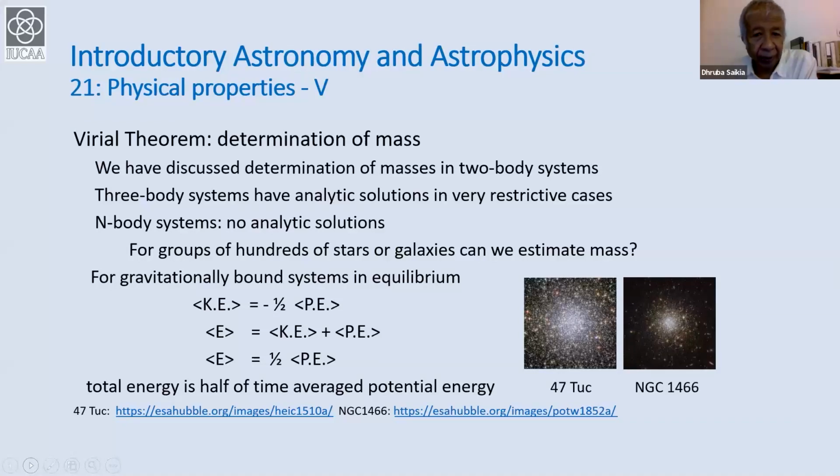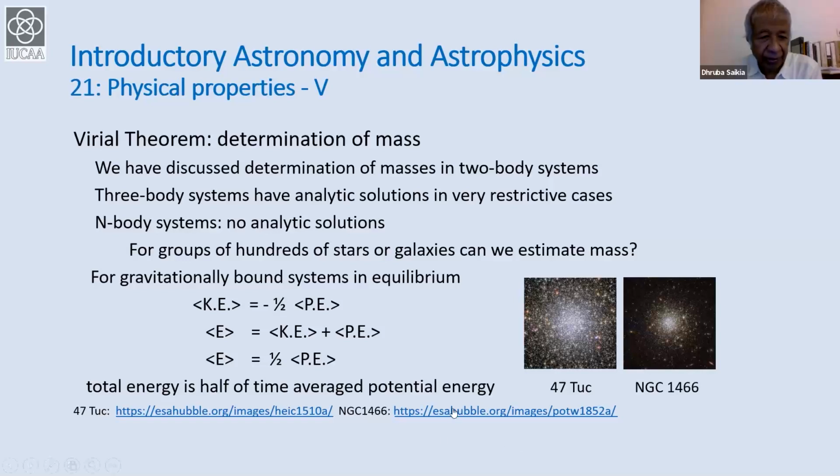Now, we have discussed determination of masses in two-body systems. Three-body systems have analytic solutions only in very restrictive cases, and n-body systems are very difficult to get analytic solutions for. For groups of hundreds of stars or galaxies, the way we estimate mass is by resorting to what is called the virial theorem. I will just state it over here, and for the MSc classes, I will derive it later.